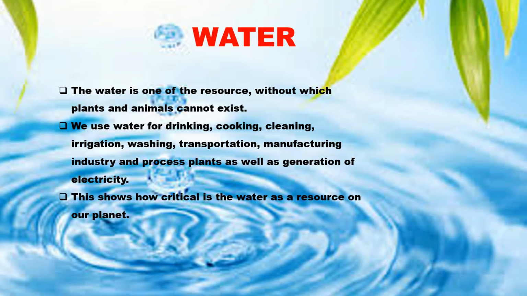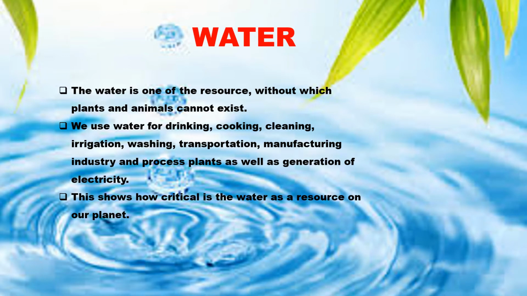We need water to drink when we are thirsty. Plants need water for what? Photosynthesis. And animals need water. So without water, life cannot exist on the earth. No plants or animals could exist. Is that clear, my dear students? We use water for everything: drinking, cooking, cleaning, washing, irrigation, transportation, manufacturing industry, and even for the generation of electricity, which we call hydroelectricity. Now you think how critical water is, how very important it is on this planet.